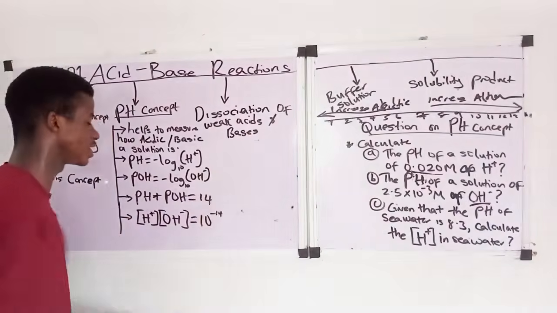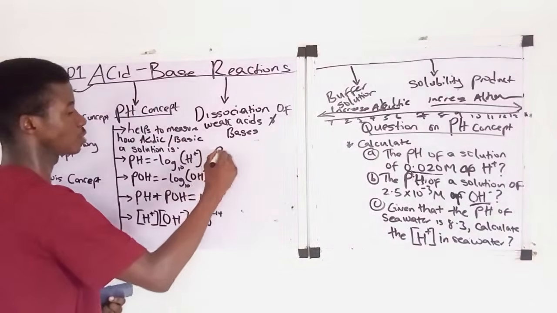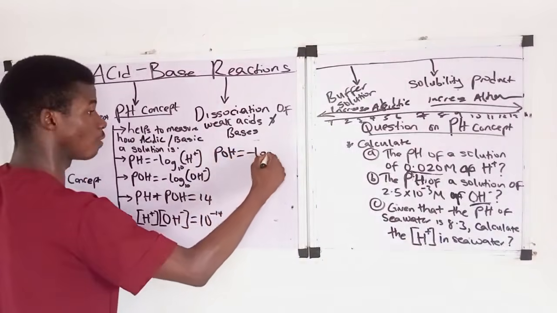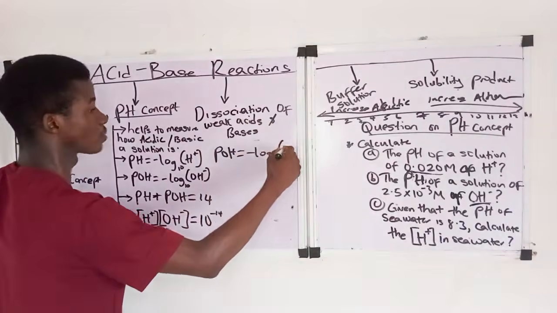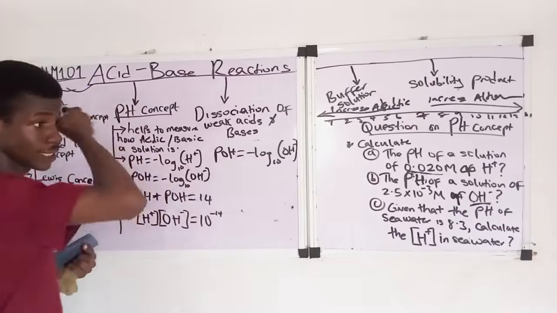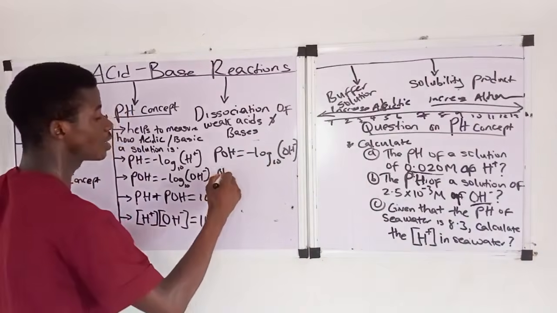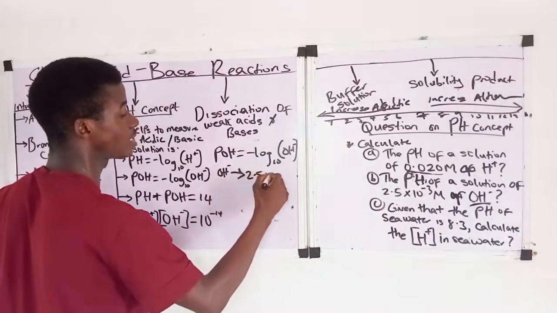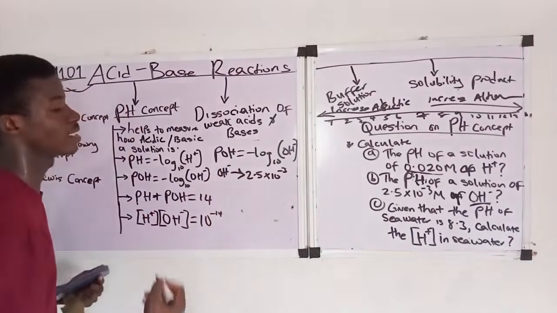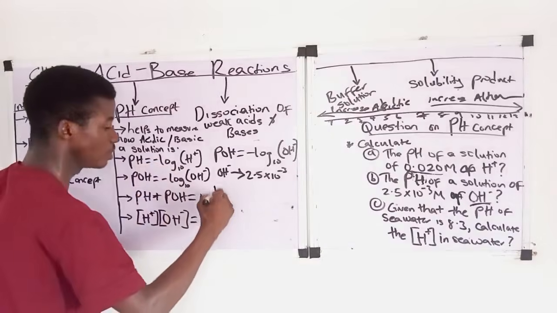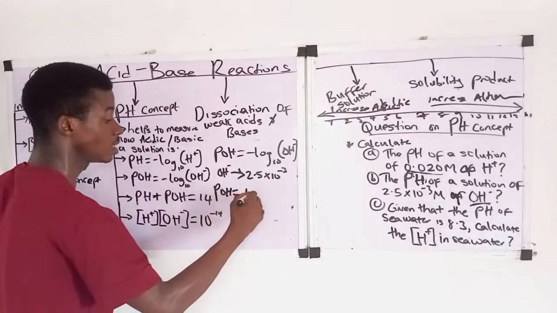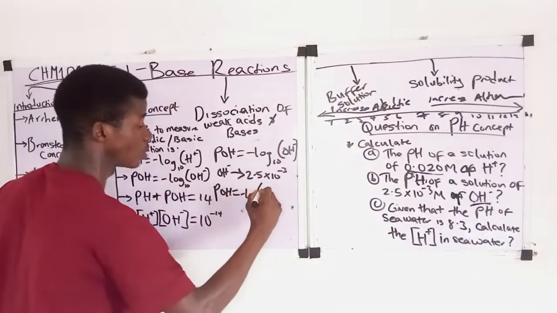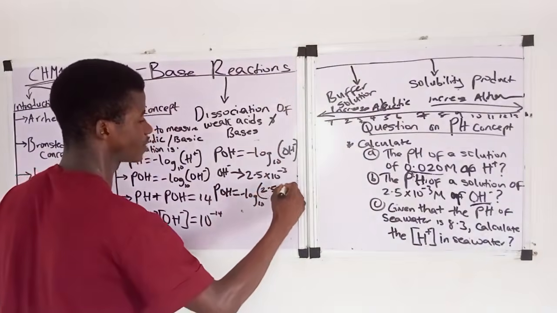Let's look for the pOH first. The pOH of the solution is what? According to the formula I gave you, pOH is equal to the negative log base 10 of the concentration of OH minus. The concentration of OH is 2.5 times 10 to the power minus 3. So pOH equals negative log base 10 of 2.5 times 10 to the minus 3.